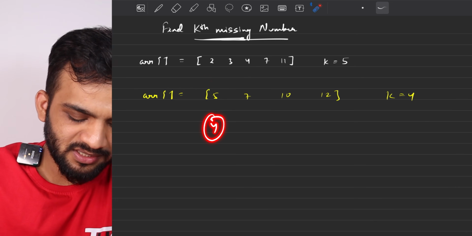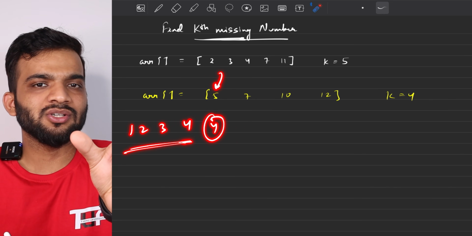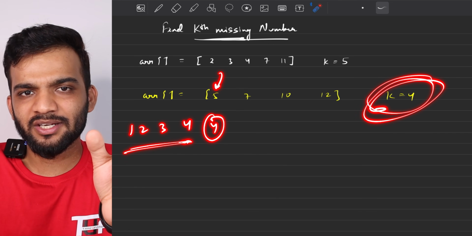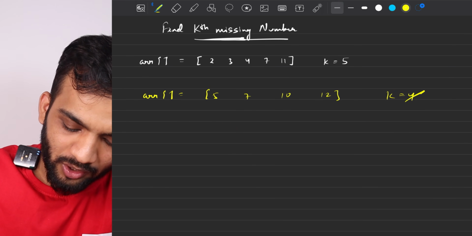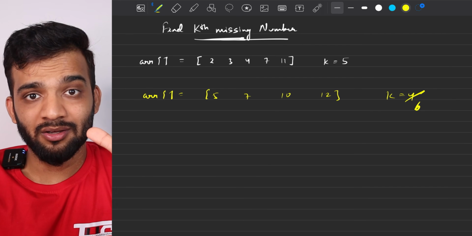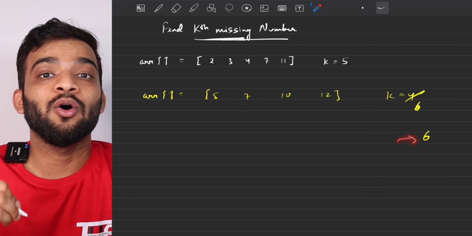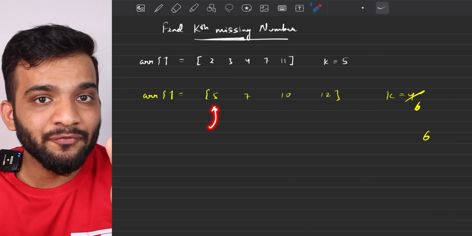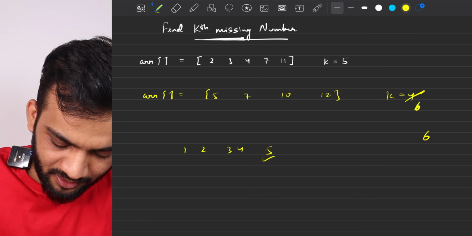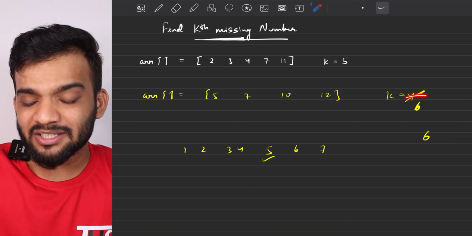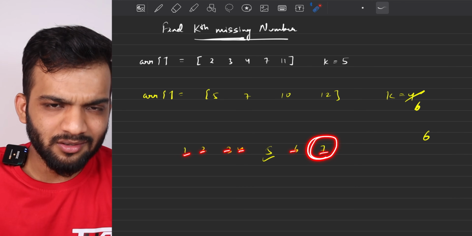Why? Because the array itself starts from 5. Thereby, all the first 4 numbers will be missing, and since the question is the fourth missing integer, I say that the number is 4. What if I ask you, what is the sixth missing integer? You cannot say straight away 6 like you did when k was 4. Why? Because there is an integer 5. If I have to write 1, 2, 3, 4, 5 is there, 6, 7. So if I'm looking for the sixth missing integer, it's 1, 2, 3, 4, 5, 6, this is it. One more.